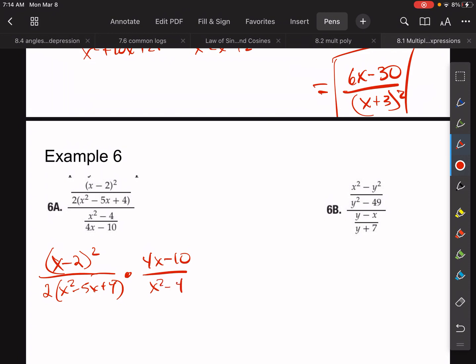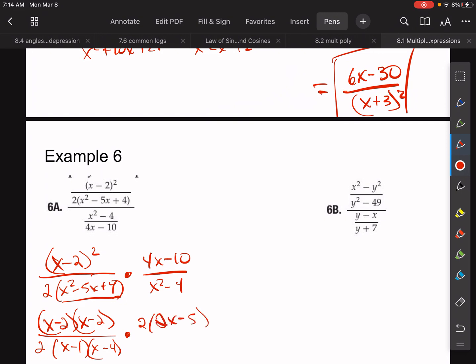Okay, and then I want to factor this, right? So this is the same thing as x minus 2 times x minus 2, right? Over 2 times x minus 1, x minus 4, I believe, is what would give me this guy. And then multiply that by 2 times 2x minus 5. And then this is a difference of perfect squares, so this would be x plus 2, x minus 2. All right. So this cancels with one of those.